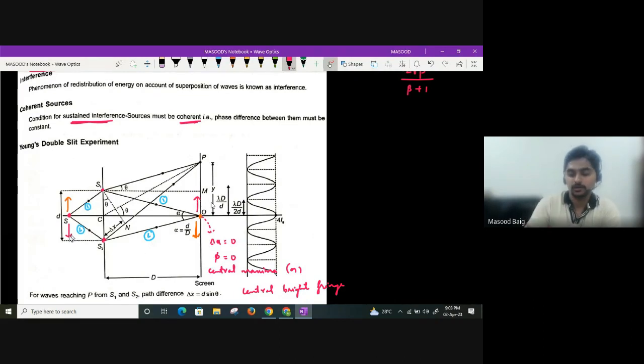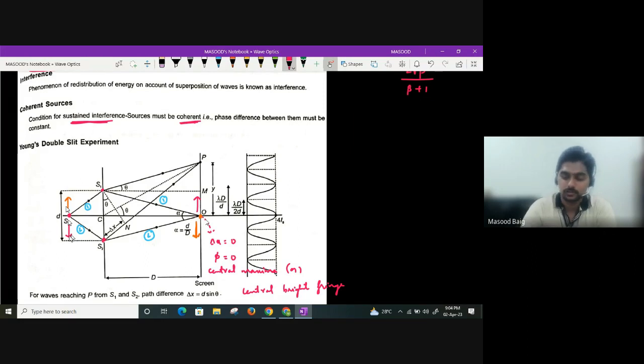So whenever the source is shifted upwards, central maxima shifts downwards. Whenever the source is shifted downwards, central maxima will shift upwards. And this shift will be the same as that of the shift in the source. Clear all of you? How can you locate or identify central maxima? Central maxima will lie at a point where there is no path difference, where there is no phase difference. Clear?